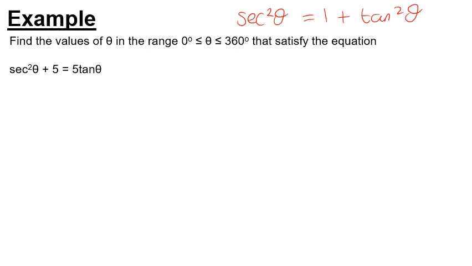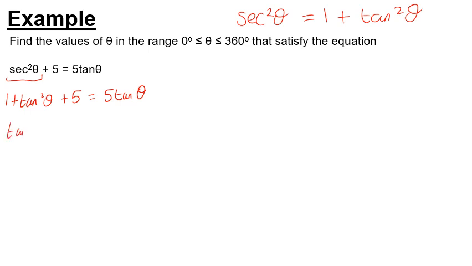Now looking at this equation, there's a mixture of sec squared and tan. We don't want to have the mixture. I'd rather them all to be the same. So what we can do here is we can replace the sec squared theta with 1 plus tan squared theta, and then leave all the rest as it was. So plus 5 equals 5 tan theta. So now it's become a quadratic in tan of theta.